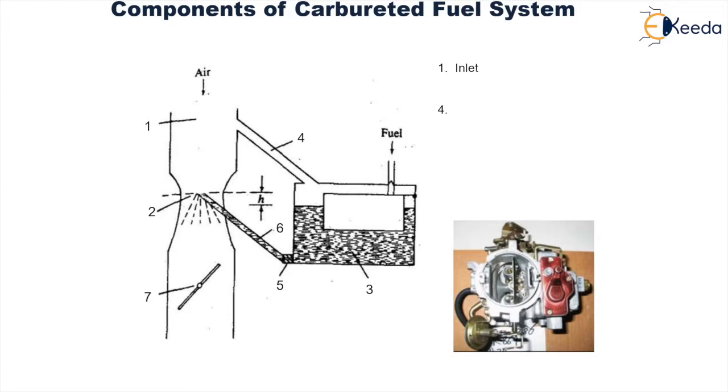When this air comes, it flows through section 1, through the inlet, and when it comes to section 2, due to the restricted cross section at section 2, there is a drop in pressure. So the pressure at section 2 is less as compared to the pressure at point number 3, which is the fuel chamber. Because of this difference in pressure, the fuel starts to flow into the venturi, and as the pressure is low as compared to that at point 3, expansion of fuel takes place.